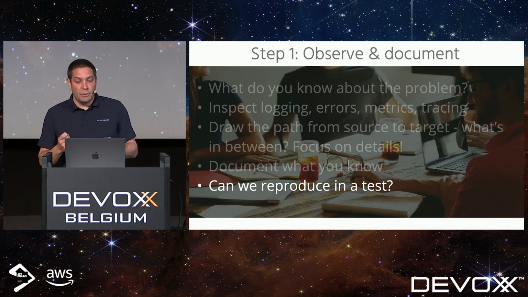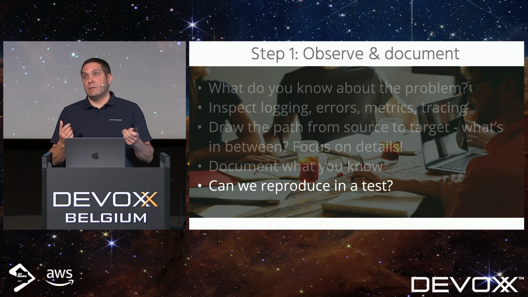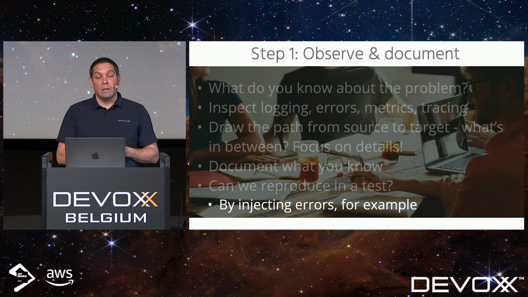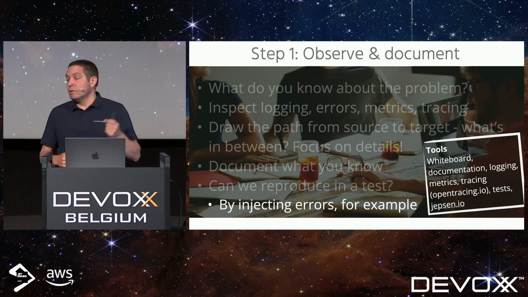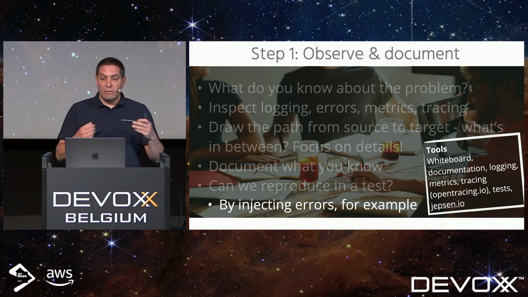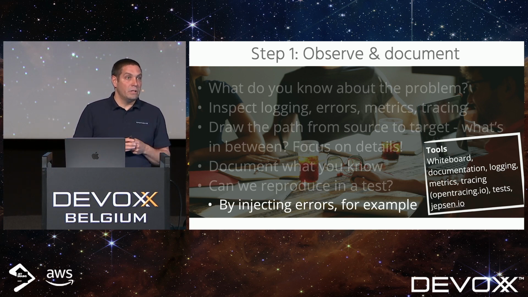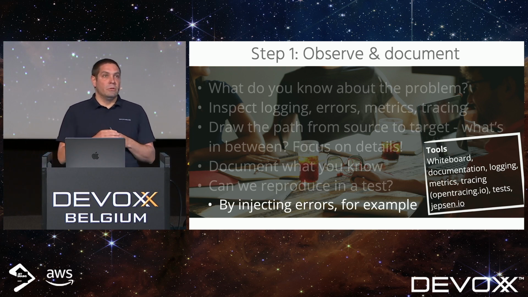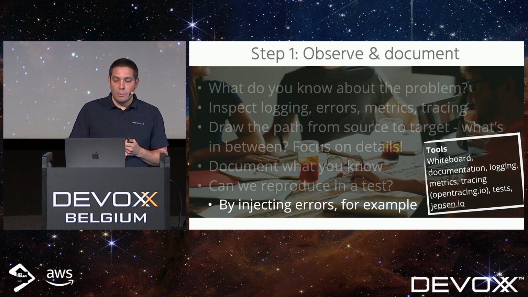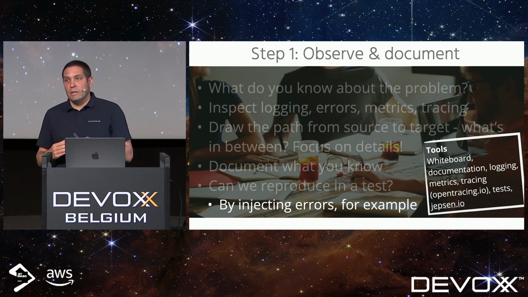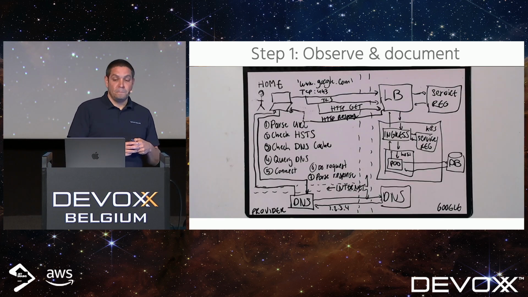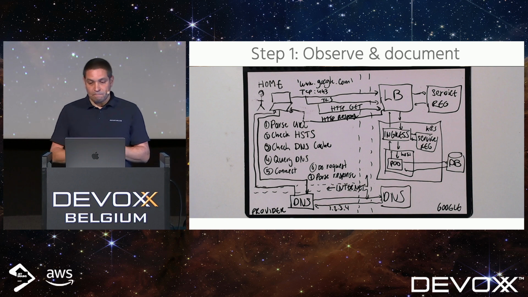And think whether you can reproduce the problem in a test, in a unit test, an integration test, for example, by injecting errors on your local side. So tools you use here, maybe a whiteboard, documentation, logging, metrics, tracing. You could have a look at the Open Tracing project, tests, or fault injection systems like Jepsen. So if you're building distributed systems, Jepsen is an awesome tool to inject faults, latency, errors, etc. And the result may look something like this, or completely different.